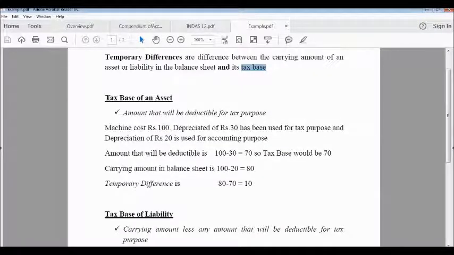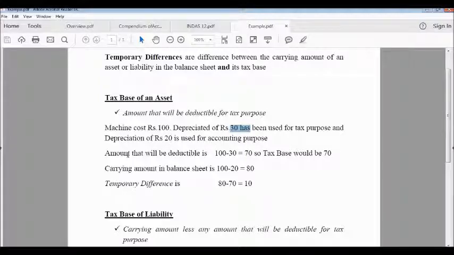Now, tax base of an asset is the amount that will be deductible for tax purpose. Now what exactly is the meaning? Take machinery which has a cost of 100 rupees. Depreciation of rupees 30 has been used for tax purpose, and depreciation of rupees 20 is used for accounting purpose.